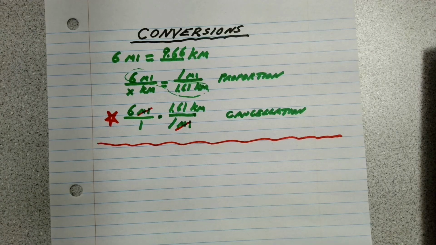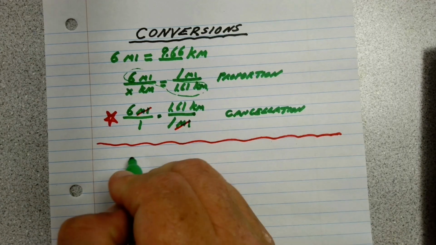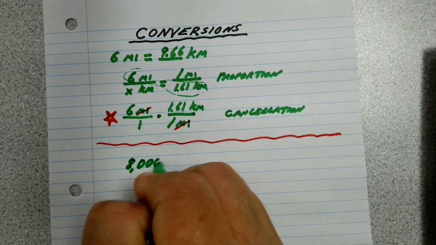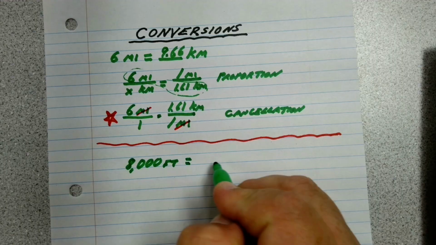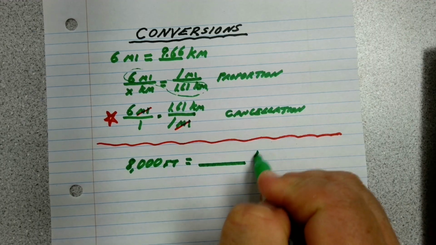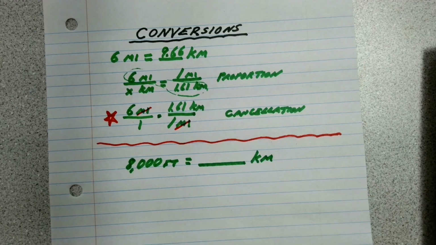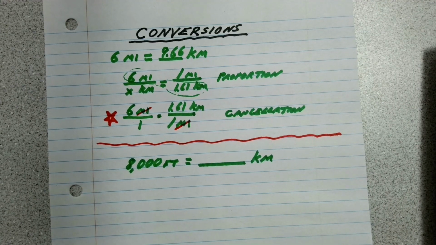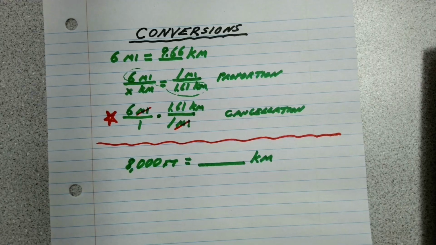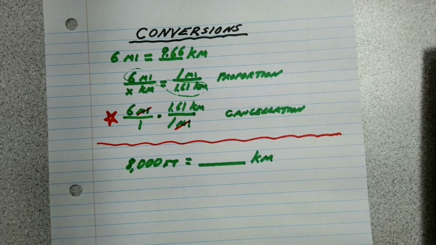Next one I want to look at. The next conversion I want to do is I want to take 8,000 feet and convert over to kilometers. If you think about the importance of converting, we do that a lot. Bankers do that a lot, bank tellers. For example, how many quarters do you need for $10? That's a conversion we make. How many pennies do you need for $5? 500, that's right. So we do this in all walks of life.